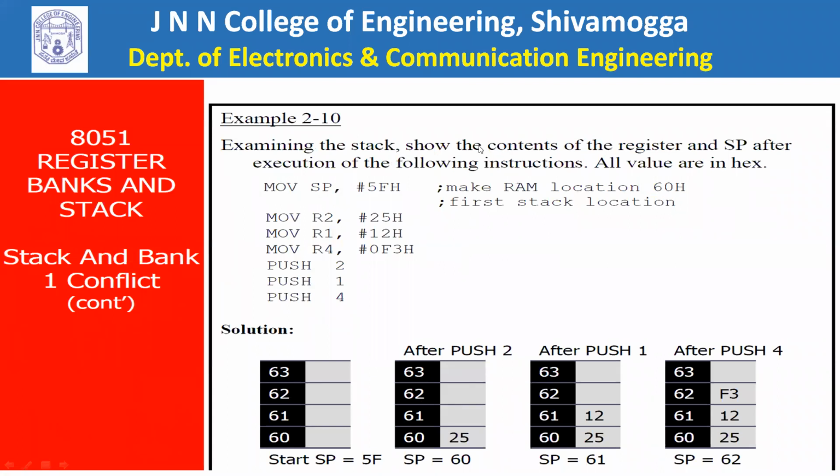Examine the stack, show the contents of the registers and SP after execution of the following instructions. All values are in hex. You see, MOV SP, #5F. Now we have reallocated the stack. By default, it is register bank 1. Suppose you do not want to use register bank 1, you can reallocate the stack to a different location using the instruction MOV SP. This is how we can use it. 5F we have reallocated. From 60 onwards, it is used as the stack.